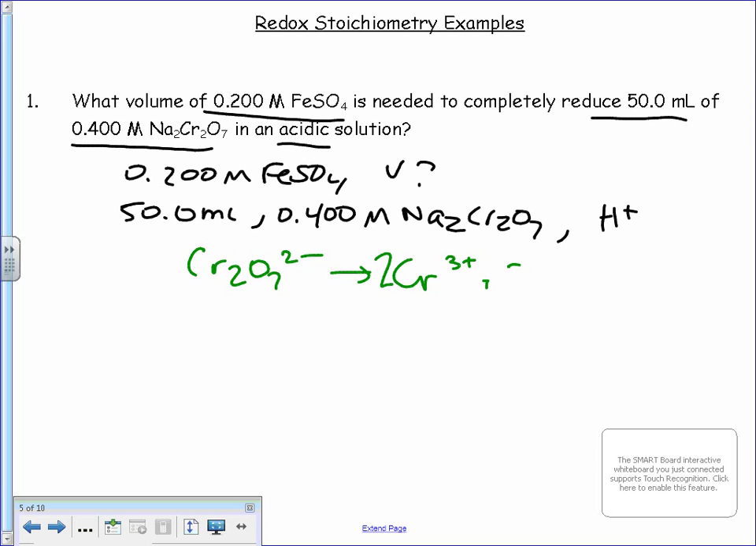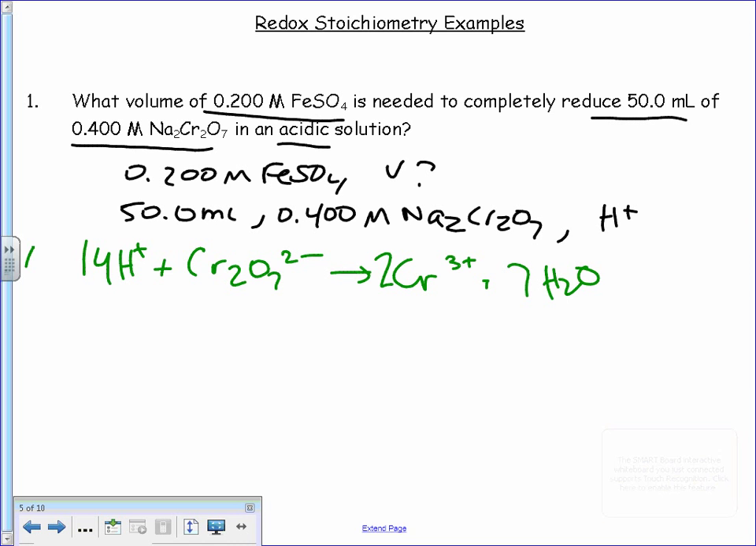Maybe. Invisible waters. Okay, then what? 14 H pluses. Keep going. We've done this like 3 times now, I think, today. I know. 6 electrons. Okay. So keep going.